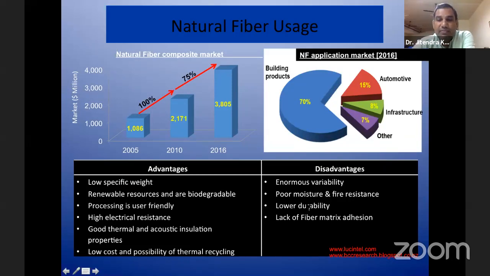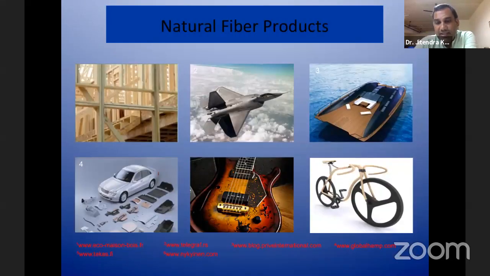The disadvantage is enormous variability in natural fiber. Each natural fiber has different properties, and sometimes there is poor moisture and fire resistance, and it has low durability and lack of fiber matrix adhesion in some cases.